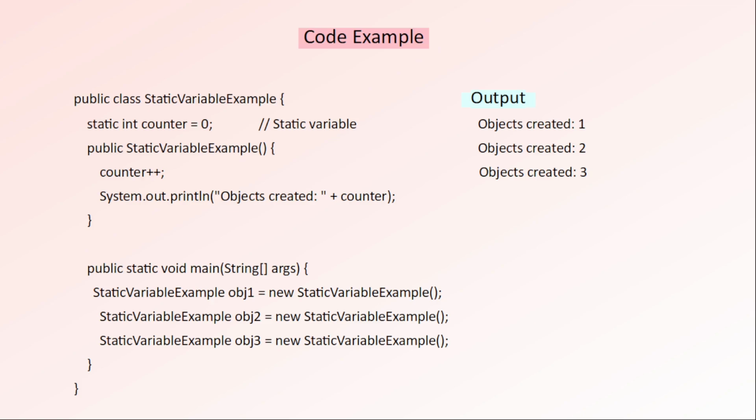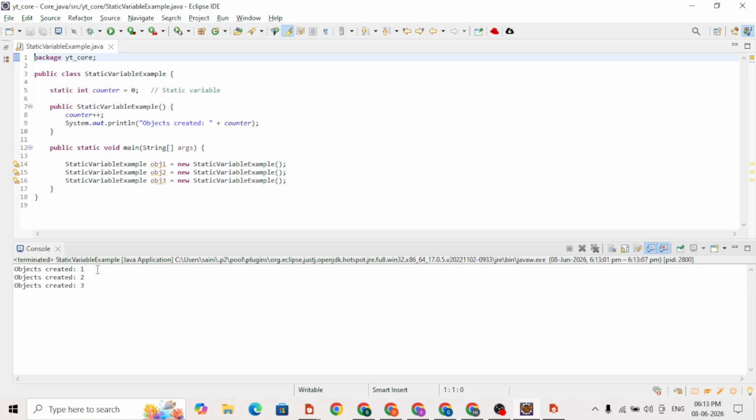Now let's simply run this code. This is from object 1, and this is from object 2, and this is from object 3. You can see the increasing value. Okay, now let's move forward.